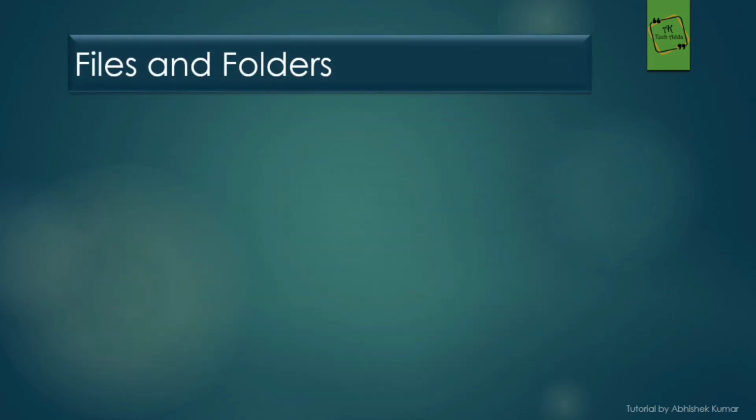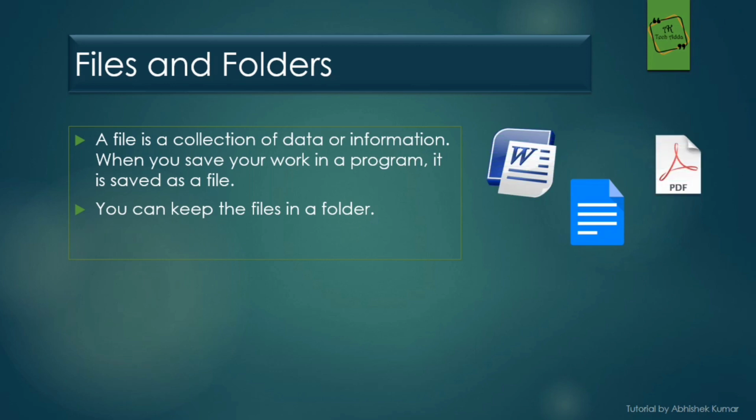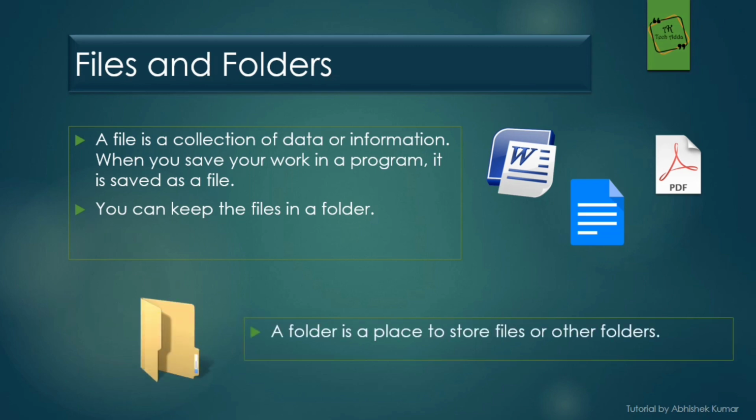Files and folders. A file is a collection of your data or information. When you save your work in any program, it is saved as a file. It can be a Word file, PPT file, PDF file, any audio file, MP4 file, and so on. And all these files can be kept in a folder. So a folder works like a container. You can store files and even folders in a folder.